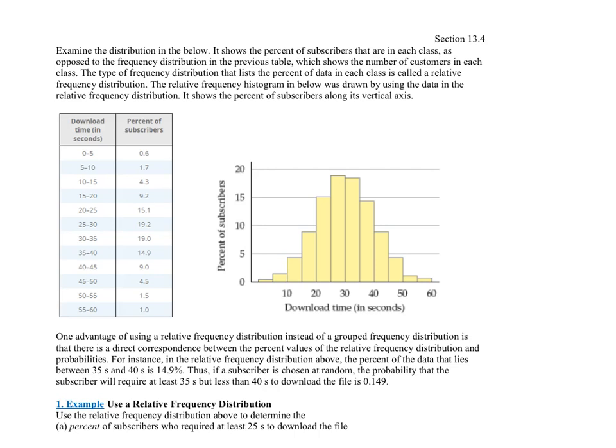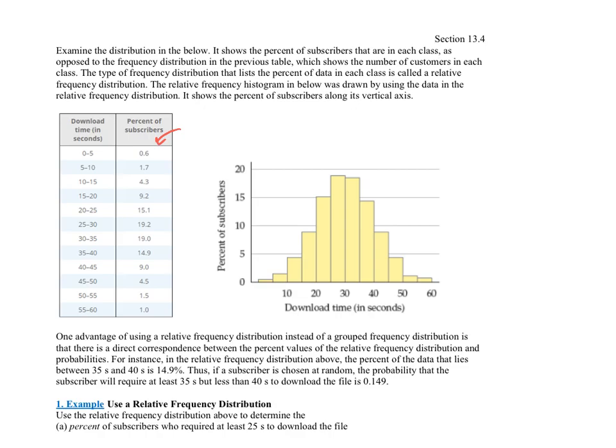Examine the distribution in the below. Not a proper English sentence, but let's go with it. It shows the percent of subscribers that are in each class as opposed to the frequency distribution in the previous table. So if you look right here, this is the percent of the people.